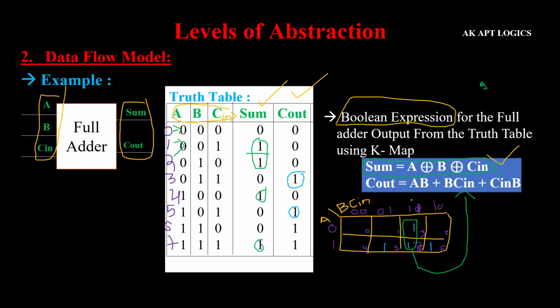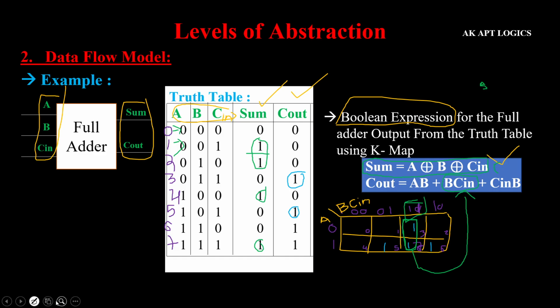Because this is 1 and 1. In the SOP we mention 1 as the non-complemented form, that is the normal form, whereas 0 as the complemented form. For this particular pair we have the common values B and Cin, whereas A is changing from 1 to 0. There is no common A, so the common terms are B and Cin, and from this pair we get BCin.